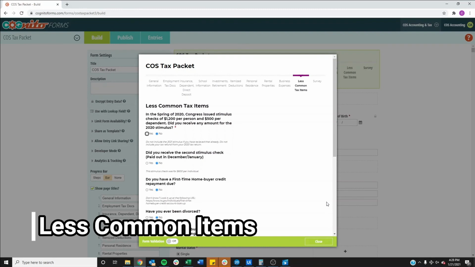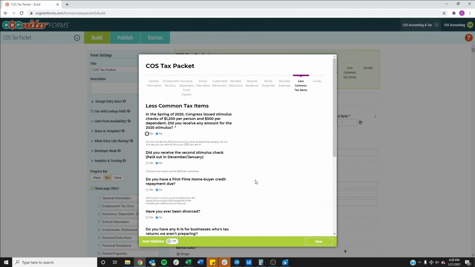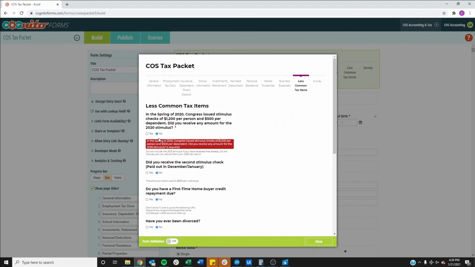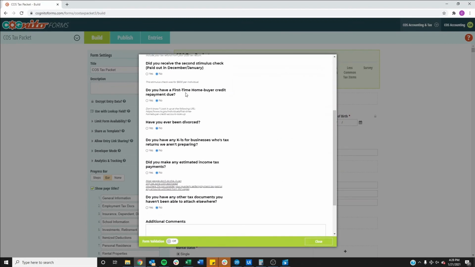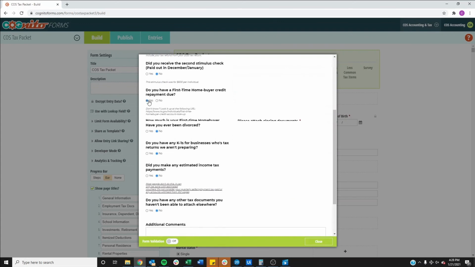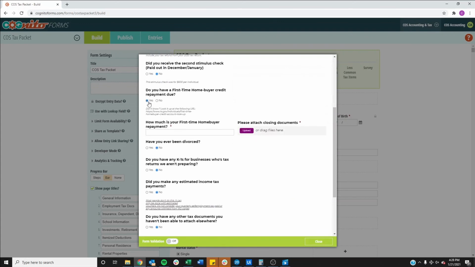In this section, we'll be covering the less common tax items portion of the online tax packet. And the first couple questions are asking about the stimulus checks that were issued, whether you got it or not. And if you didn't get it, then we'll be able to show that on your tax return so that you do get it, if you do qualify. If you had a home buyer credit, and for those of you who used the first-time home buyer credit a couple years ago, then you'll be able to put that information here as well.